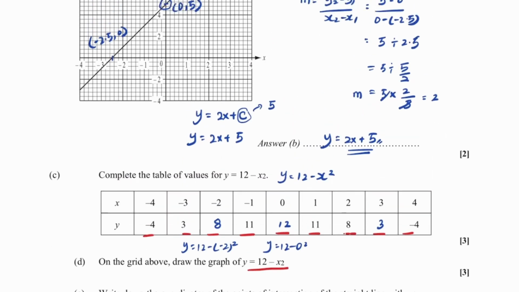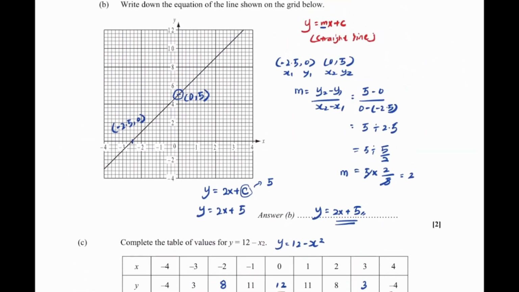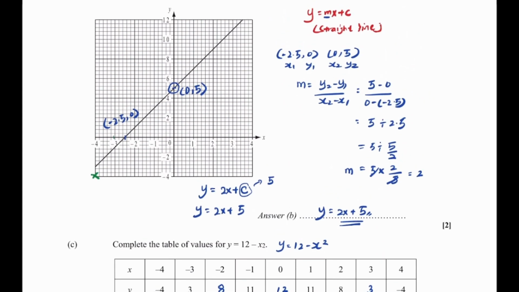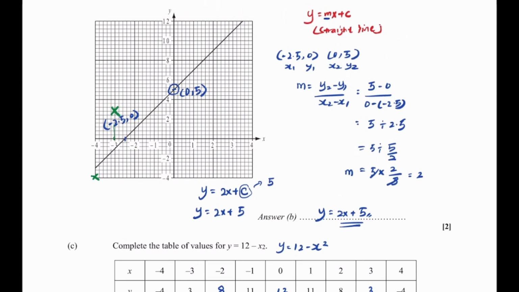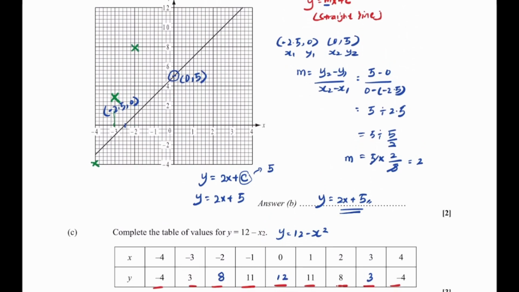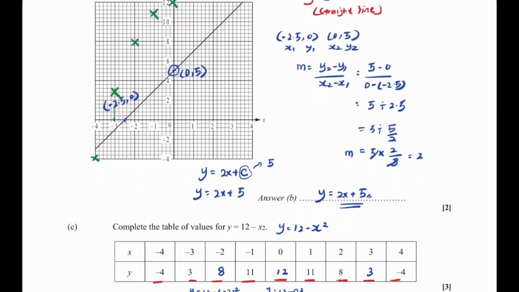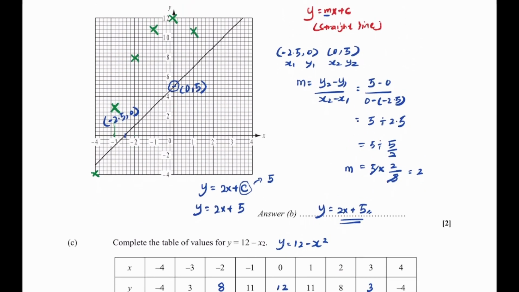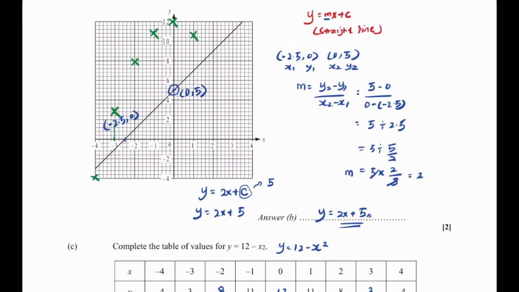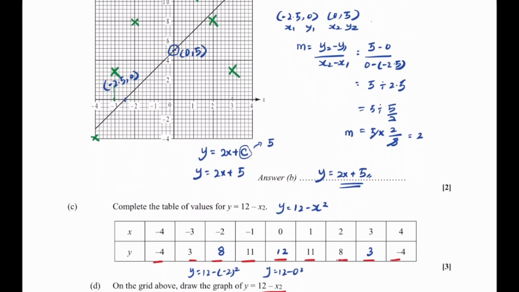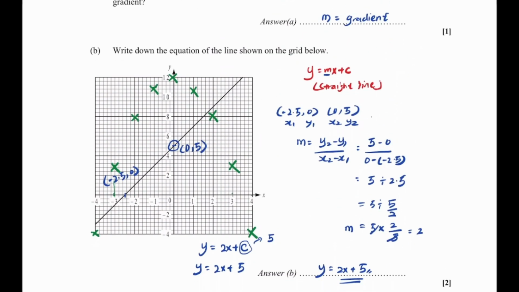So let me show you with the green marker. Negative 4, negative 4. Okay. Negative 3 is 3, which is over here. And let me put it here. Okay. Negative 2, 8, here. Negative 1 is 11 here. 0, 12 is over here. So 1, 11 should be here. And then 2, 8 should be here. 3, 3 here. And then last one, 4, negative 4. Okay, draw it nicely. Draw the curve.